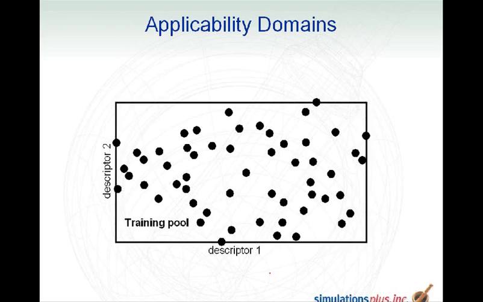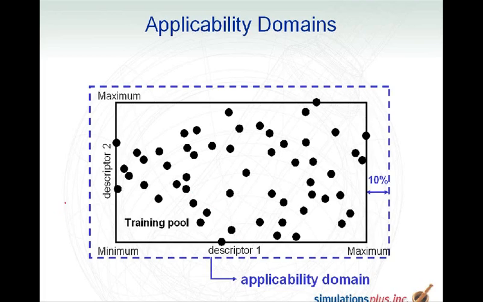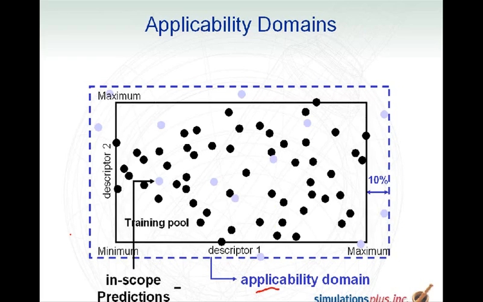The way we define our applicability domain is we look at the training pool of compounds in the descriptor space. In this example, this would be just a simple 2-descriptor model. The compounds in the training set would have maximum and minimum values, of course, spanning the space. Then we add a 10% buffer all the way around this, and that's what we define as our applicability domain. So when we make external predictions, as indicated by these gray points, all these fall inside the applicability domain, so these compounds are in the scope of the model.